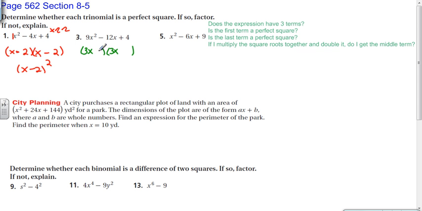Okay, is the last term a perfect square? Yeah, 4, I can do the square root of 4 and get 2. 2 times 2 is 4. So the only way I can multiply to get a positive 4 and add up to a negative in the middle is if both of these were negatives. But if I check 3x times a negative 2 and then double that, do I get 12x? Actually, I'm going to ignore the signs. I'm just going to say it's 3x times 2. I'll worry about the signs later. Is 3x times 2 doubled going to give me 12x? And it does. So I can factor it into 3x minus 2 squared.